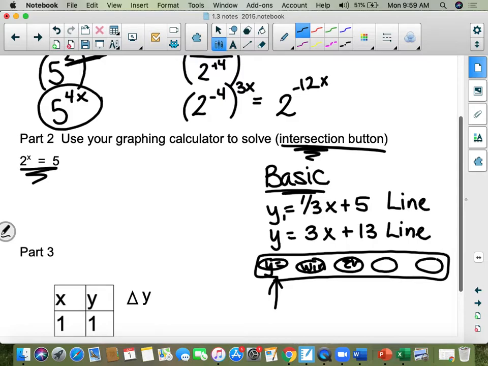I'm going to let y1 equal this, and I'm going to let y2 equal that. So I'm just going to plug in 1 divided by 3. So hit 1, hit your division sign, divided by 3. Your x or your variable button is next to your alpha button. Do you see your green button called the alpha? Next to that there's an x, a t, a theta, and an n, and we're going to use the letter x, and then you're going to put plus 5 in there. And then you're going to put in 3x plus 13 under y2.